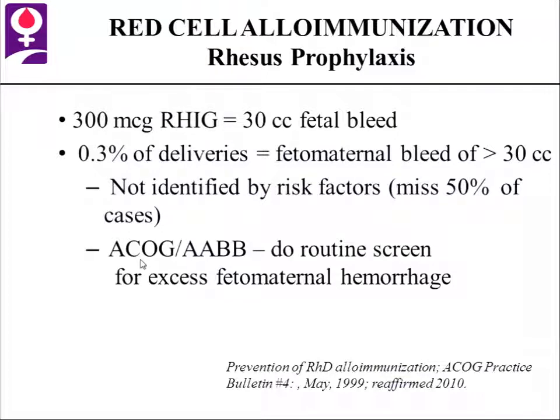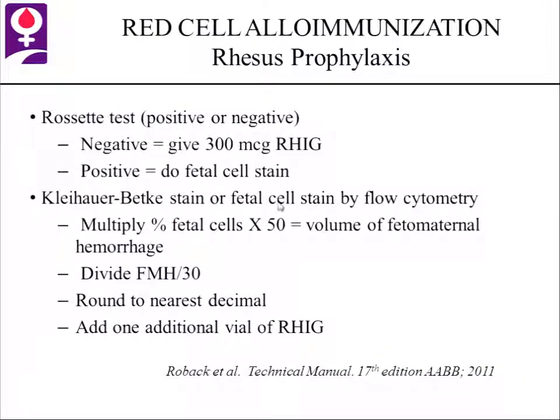Now both the American College of OB/GYN and the American Association of Blood Banks have gotten together and said that all pregnant women who are Rh negative should be screened for excessive bleeds at the time of delivery. Based on that screening, they may need additional vials of rhesus immune globulin. Most blood banks in the country do a Rosette test. If it comes back negative, they advise that 1 dose be given. If it's positive, they go on and do a fetal cell stain. Most laboratories continue to do the Kleihauer-Betke stain, which is very difficult to do. Some do flow cytometry. I think only about 3% of blood banks in the country do flow cytometry for this.